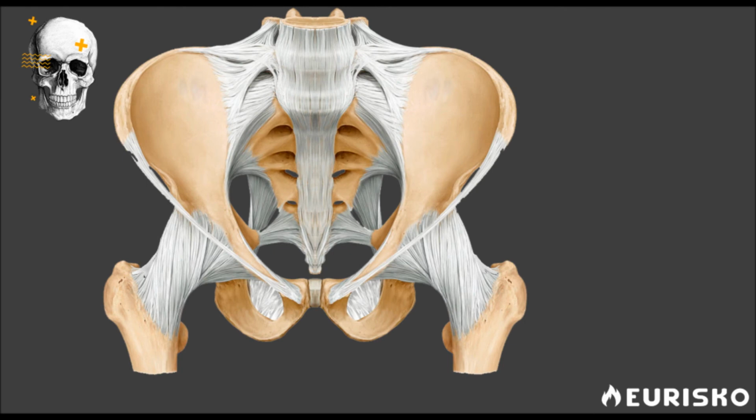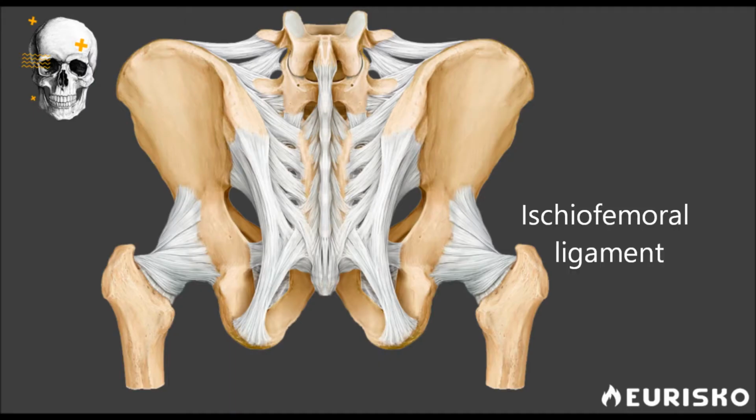The extracapsular ligaments are iliofemoral ligament, pubofemoral ligament. Both are situated on the anterior surface, and ischiofemoral ligament situated on the posterior surface.